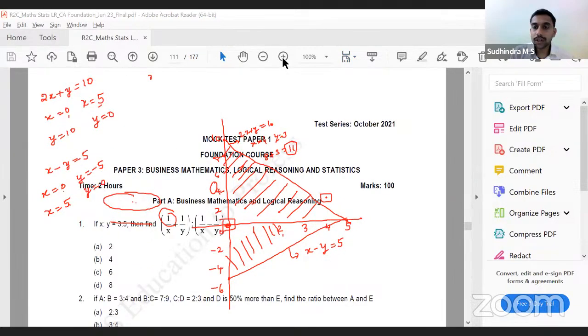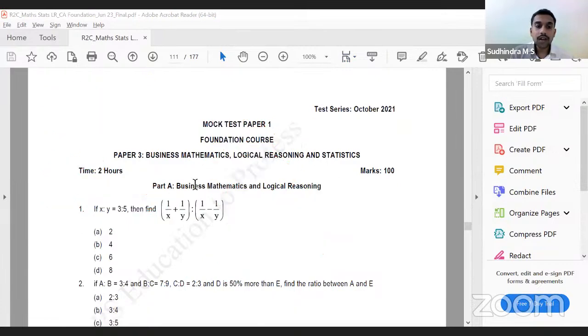October 21, question number 1. If x is to y is equal to 3 is to 5, find (1 plus 1 by x plus 1 by y) is to (1 by x minus 1 by y). 4. Option B, 4. Yes, correct answer. Let us solve, then we'll discuss.